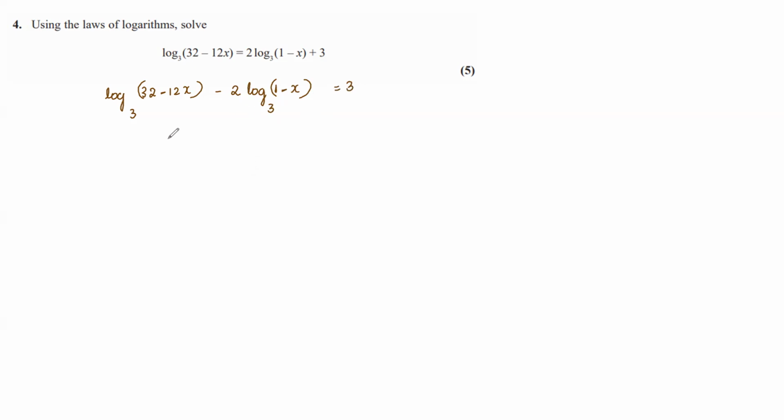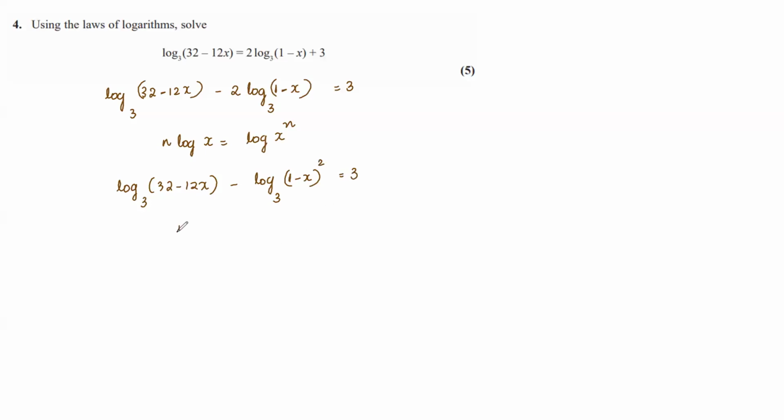Now, we know the property n log x is log x to the power of n. So we have to use this in the first step. So log to the base 3 of (32 minus 12x) minus log to the base 3 of (1 minus x) to the power of 2 is equal to 3.